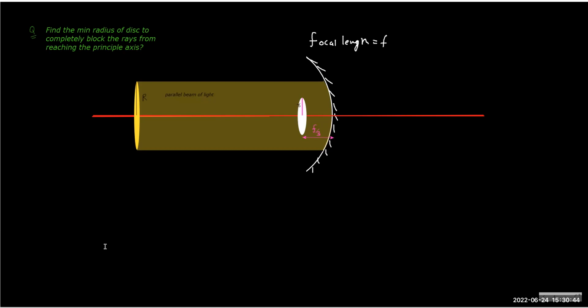Questions clear, guys? Yes, sir. So try solving it. No, you're supposed to solve this. I mean, question is find the minimum radius of the disk to block the rays from reaching the principal axis. The coin is kept at a distance of f by 3 from the pole. So you want to attempt this or shall I solve this right now? So attempt. Great. Please go ahead.